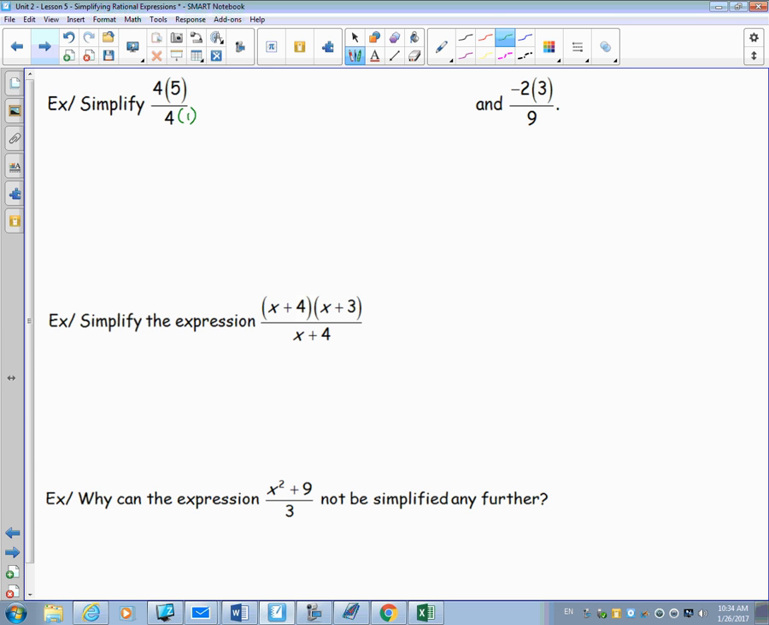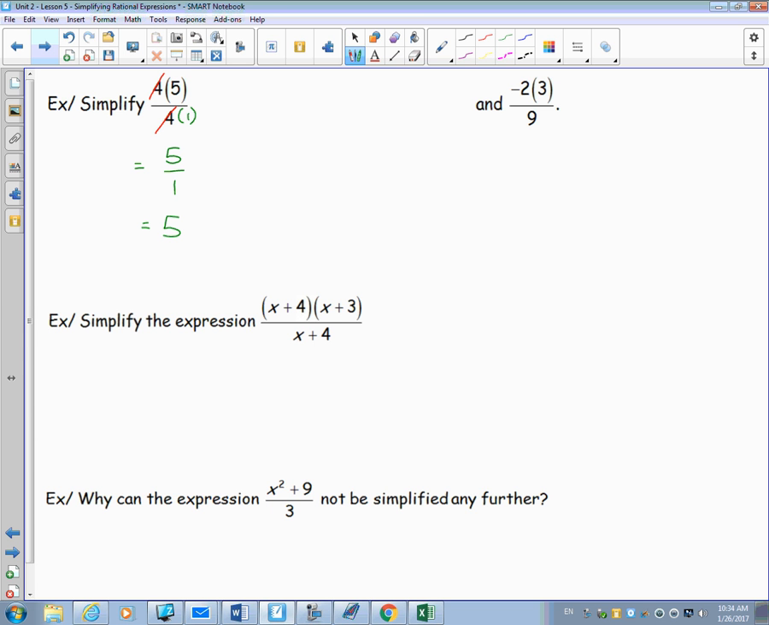So can I cancel? Yes, as long as I have the same things on the top and the bottom. And I do. The number 4 shows up in both places. So I'm left with just the number 5, and really it's 5 over 1, but we don't usually show that, so we say just 5. That's simpler than working through 4 times 5 is 20, and 20 divided by 4 is 5. It comes out to 5 anyways, right? But we're doing it in a faster way. Let's look at the next one.